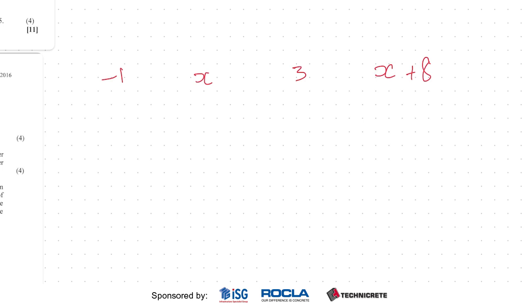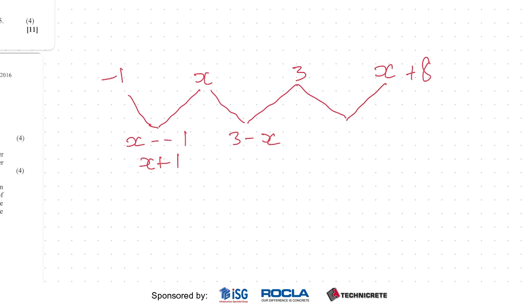So what's the difference? What we can say here is we can say x minus -1, which is just the same as x plus 1. Okay. And then here we can say 3 minus x. And then here we can say x plus 8 minus 3, which just becomes x plus 5.